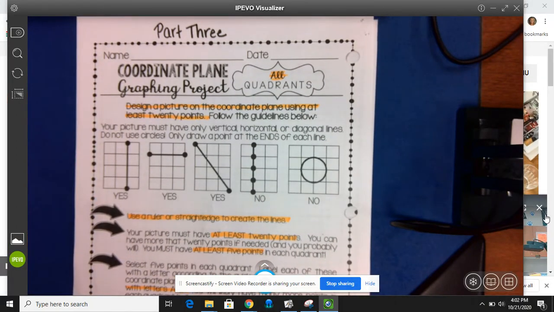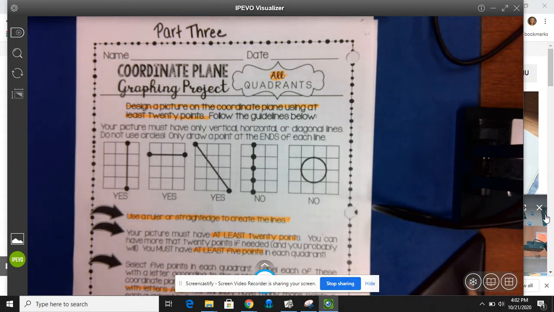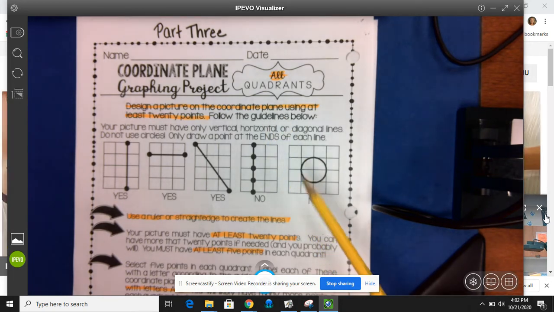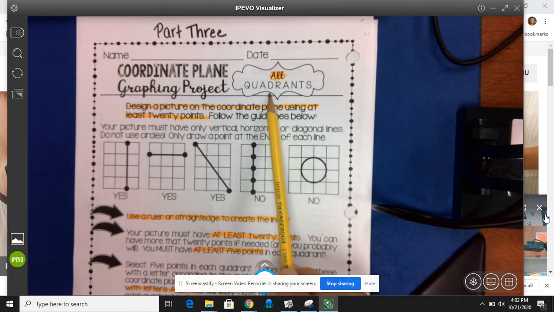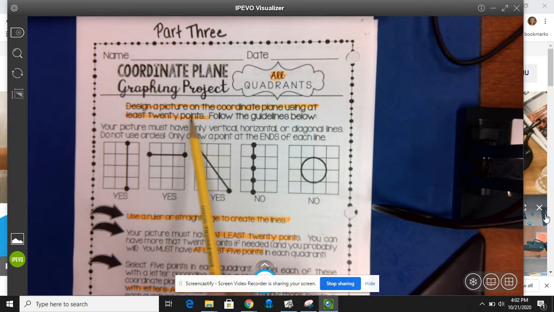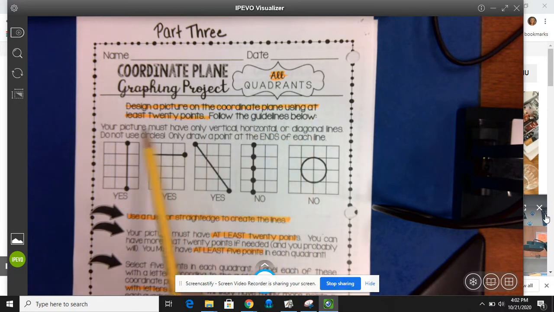I'm Mrs. Diener. I'm going to introduce you to part 3 now, the coordinate plane project, the graphing project. So this one's a fun one. It involves designing a picture, and I just want to go over the rules. First of all, this picture design needs to include all the quadrants. You're going to design a picture on the coordinate plane using at least 20 points. I will show you an example.